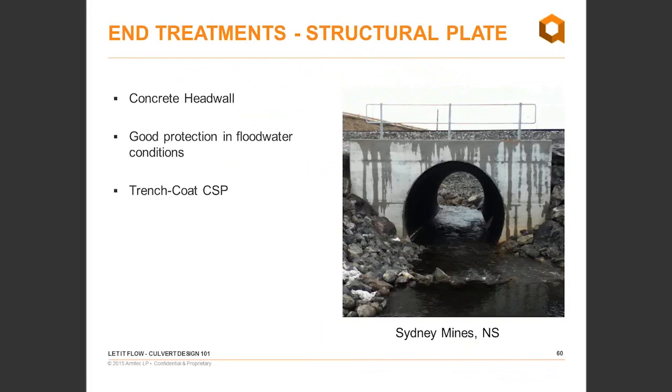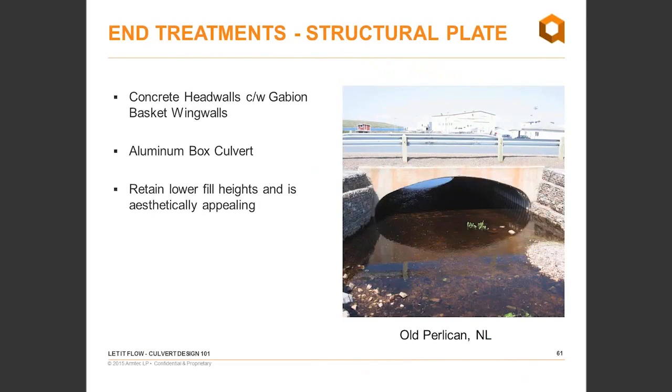Then you go a step further, concrete head walls. This particular picture was in Sydney Mines, Nova Scotia. It's a trench coat CSP with a concrete head wall, a safety rail, and armor stone placed around it, so good protection in floodwater. Then, to increase a little bit more, you get concrete head walls and gabion basket wing walls. This one was an aluminum box culvert, with good retaining for lower fill heights, and again, aesthetically appealing when you're in a community.